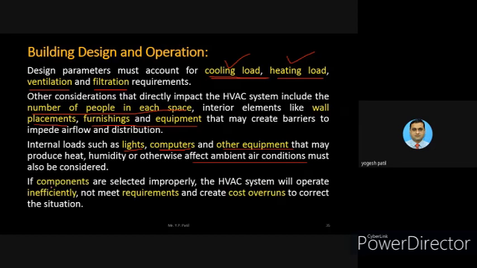If the components are selected improperly, which is very important, the HVAC system will operate inefficiently. So component selection is also a very important thing. It is directly related to the efficiency given by that component, and if the durability does not meet the requirements, it creates cost overruns. For the inefficiency, we obviously have to pay the cost, in terms of some aspect.